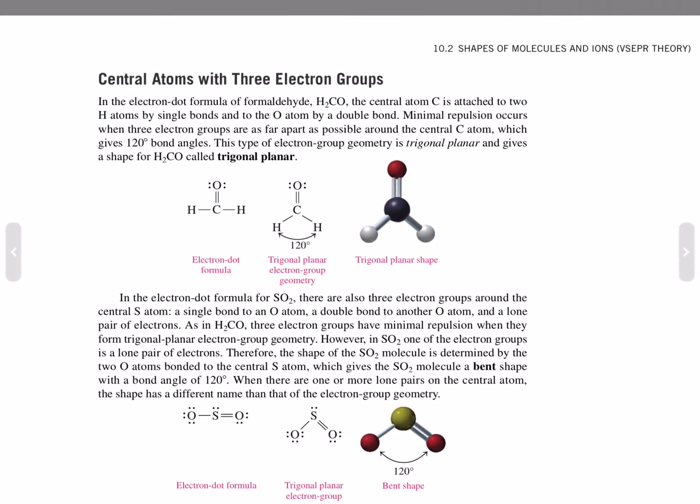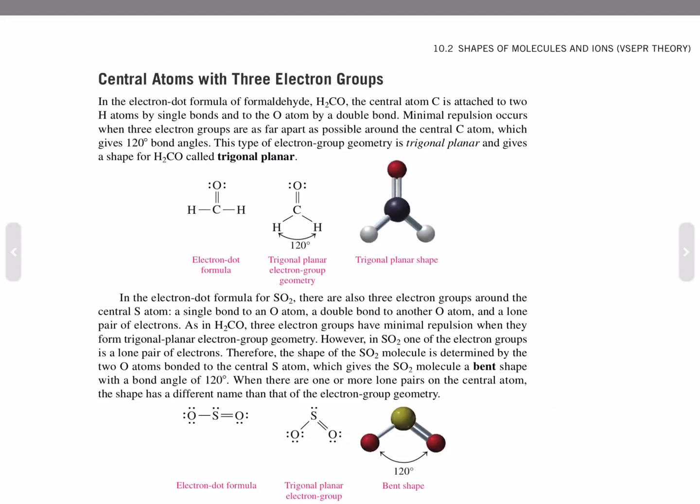Central atoms with three electron groups. In the electron dot formula of formaldehyde, H2CO, the central atom C is attached to two hydrogen atoms by a single bond and to the oxygen atom by a double bond. Minimal repulsion occurs when the three electron groups are as far apart as possible around the central carbon atom, which gives 120 degree bond angles. This type of electron group geometry is trigonal planar and gives a shape for H2CO called trigonal planar.